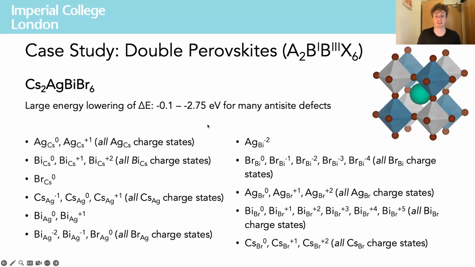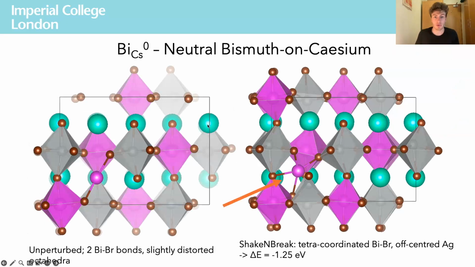So really quite drastic changes that we're finding here. To have a quick look at some of the structures that we're finding when we use our method, if we take the neutral bismuth on cesium defect as an example, for a standard unperturbed defect relaxation, we find that the bismuth atom sits essentially on the cesium site and forms these two bridging bismuth-bromine bonds with the neighboring bismuth and silver octahedra, and a slight distortion and perturbation of those octahedra.